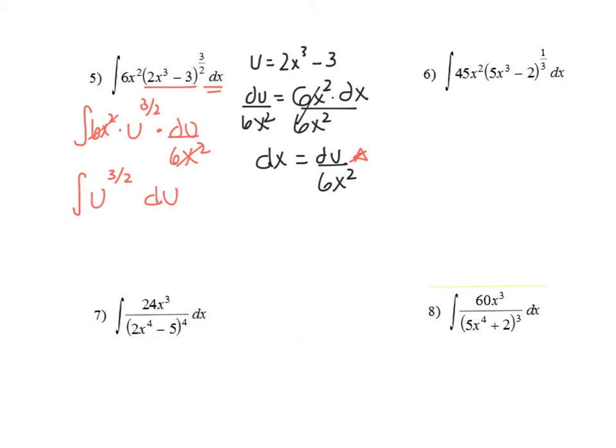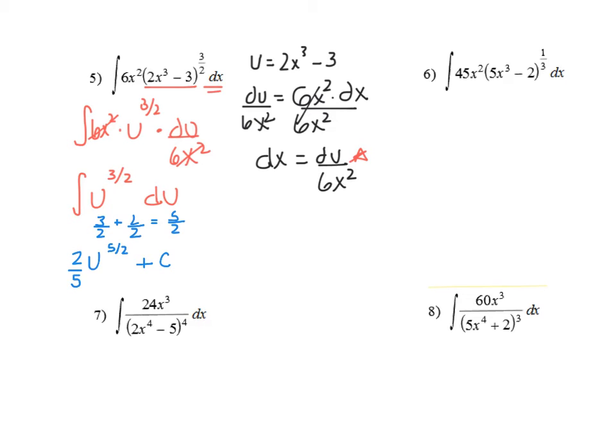And again, when I integrate a fraction, we want to add 1 to the power. So what that means is 3 halves plus 2 halves, which is 1, is 5 halves. So it becomes u to the 5 halves divided by 5 halves, which is the same thing as multiplying by the reciprocal. So I'm going to multiply by 2/5 and then plus c.